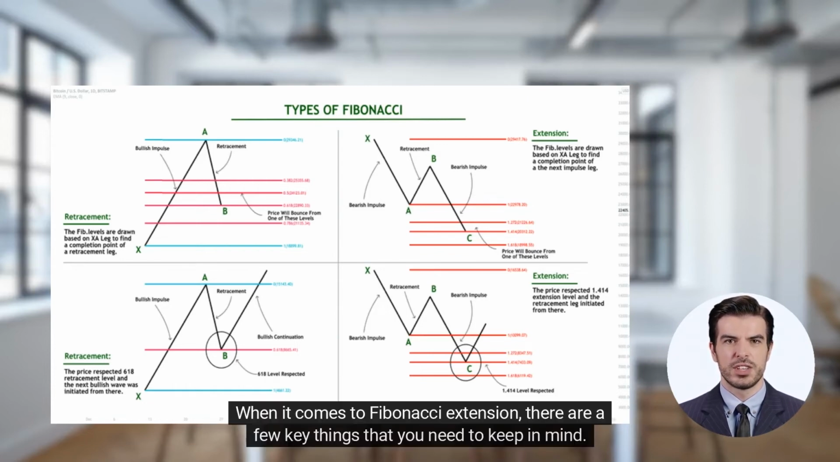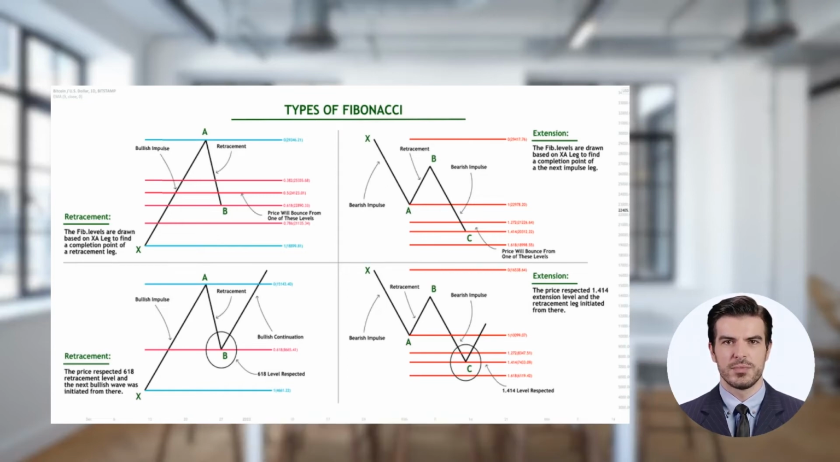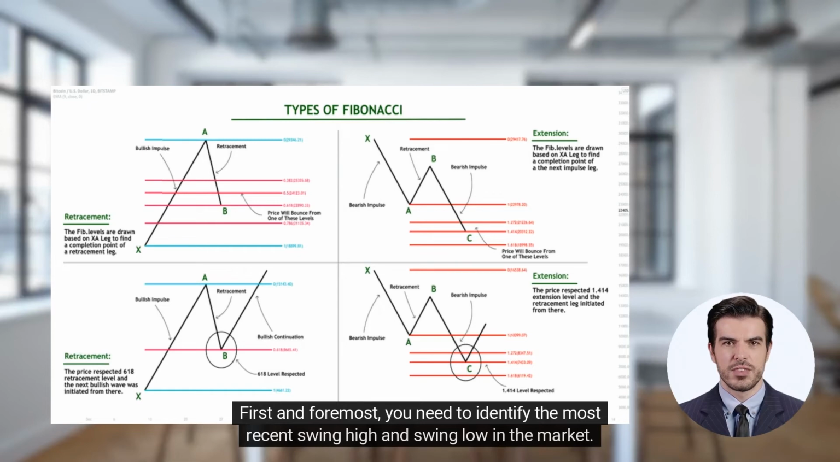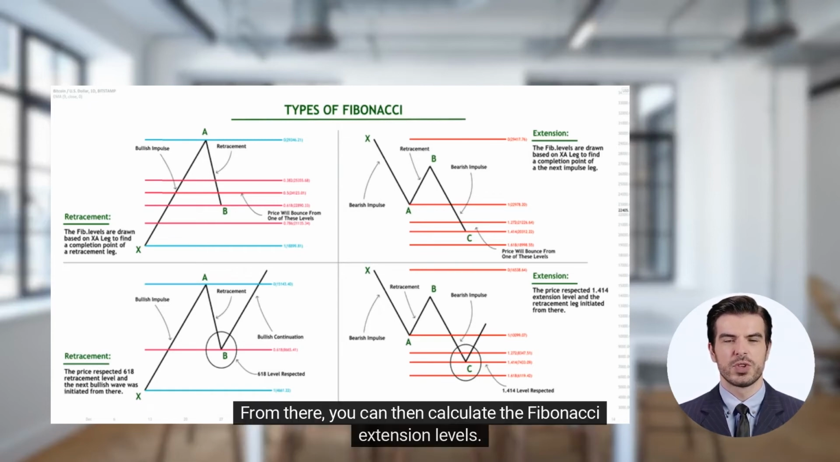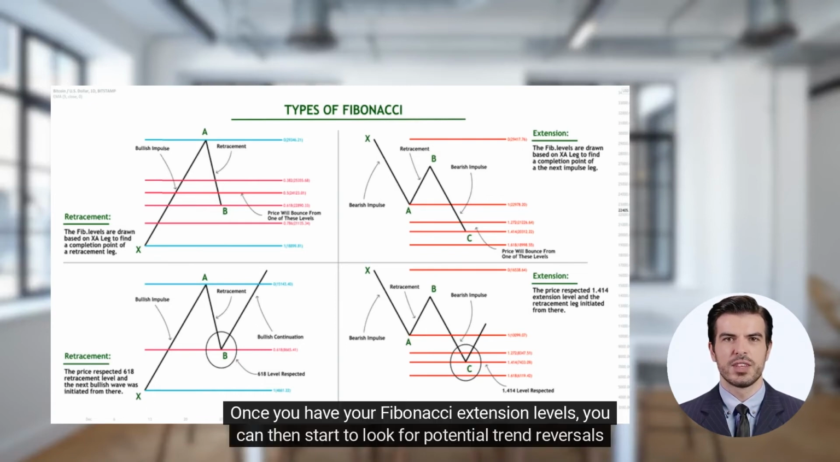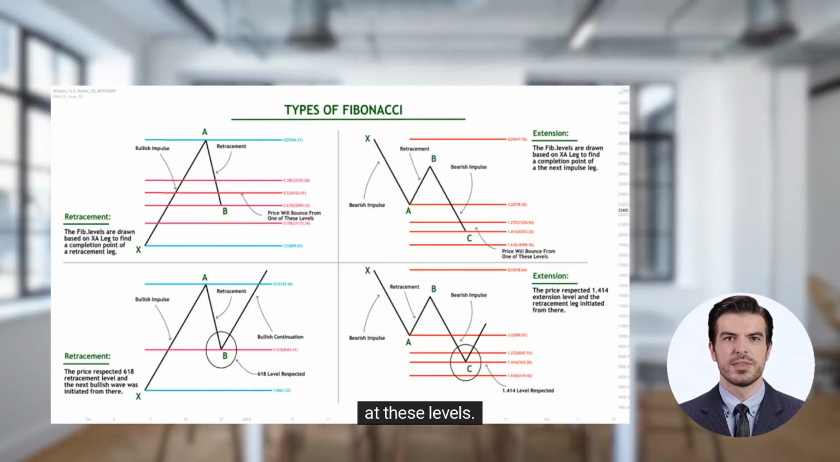When it comes to Fibonacci extension, there are a few key things that you need to keep in mind. First and foremost, you need to identify the most recent swing high and swing low in the market. From there, you can then calculate the Fibonacci extension levels. Once you have your Fibonacci extension levels, you can then start to look for potential trend reversals at these levels.